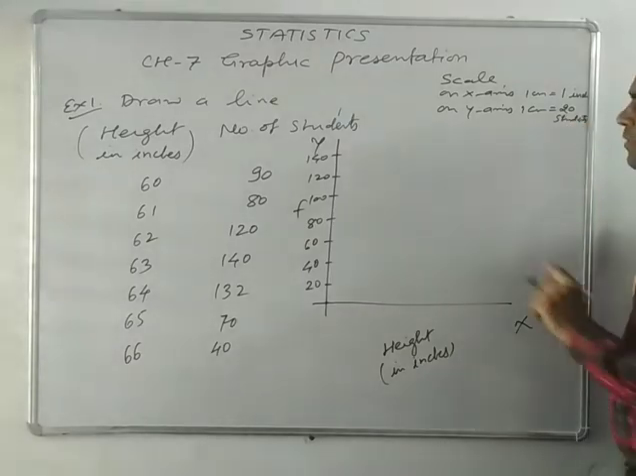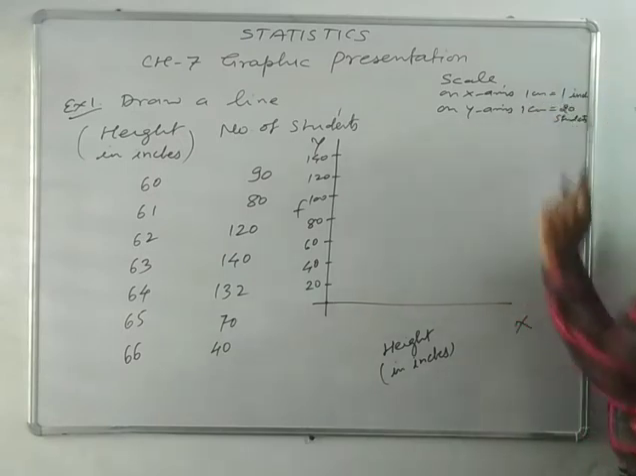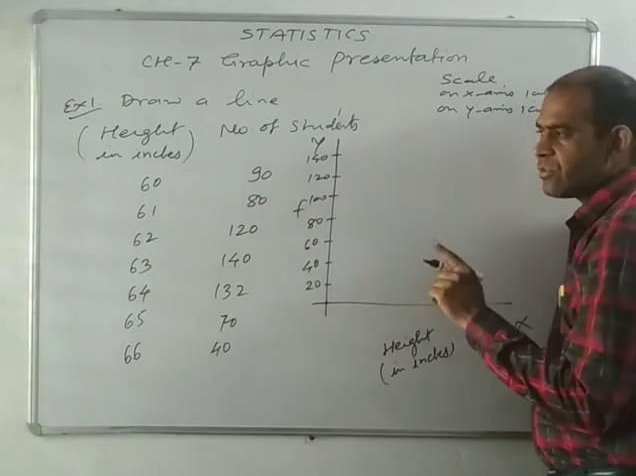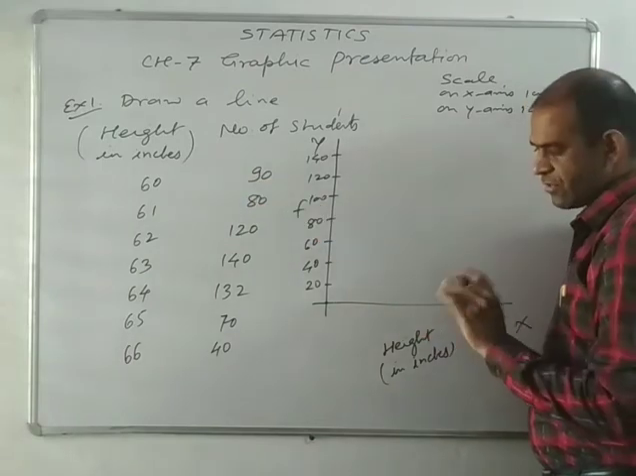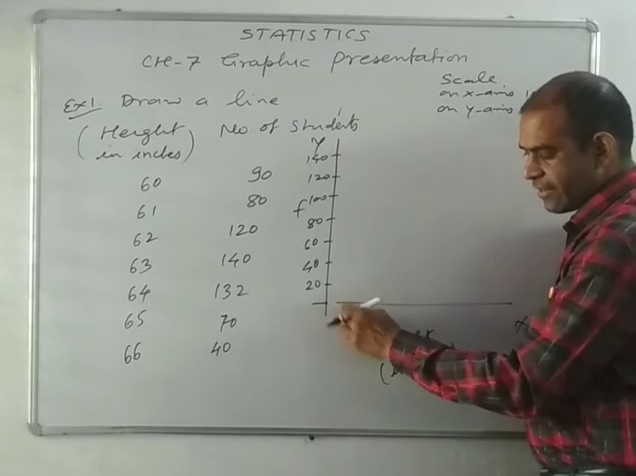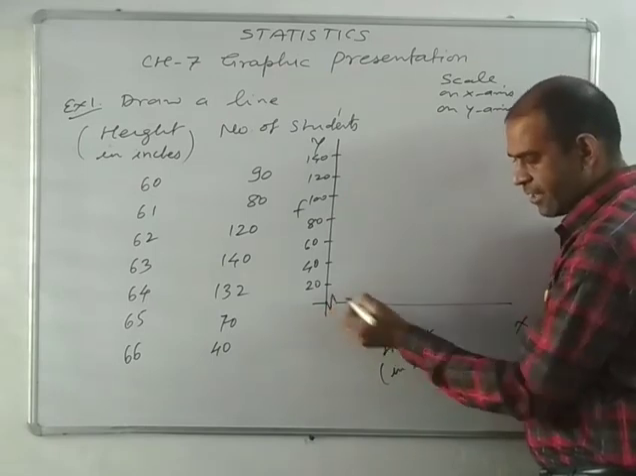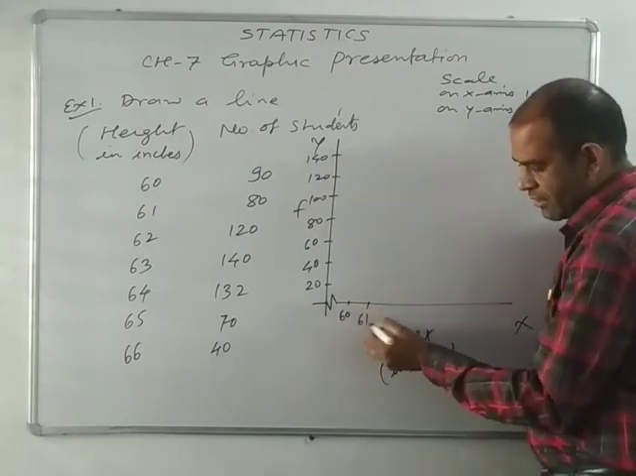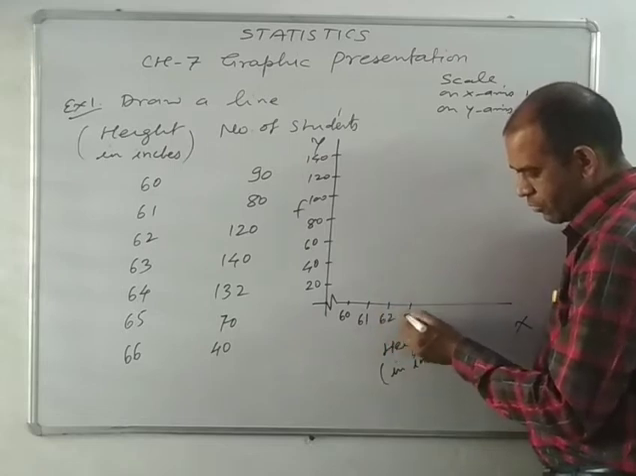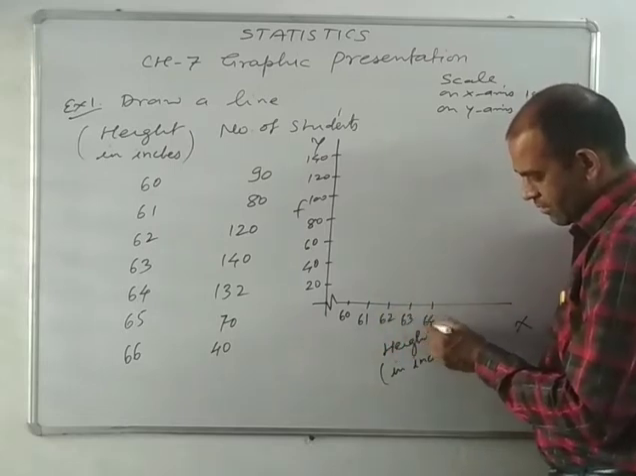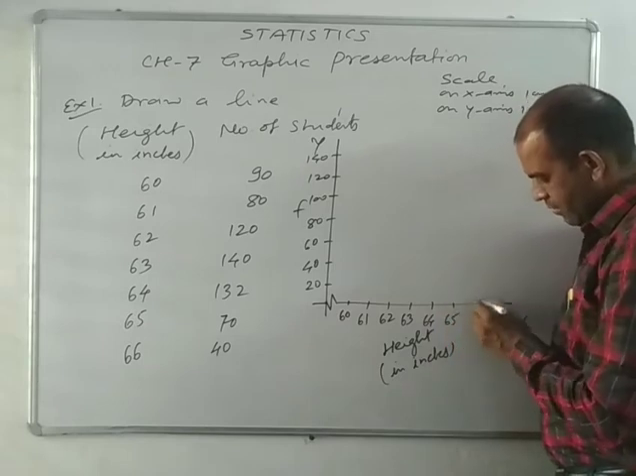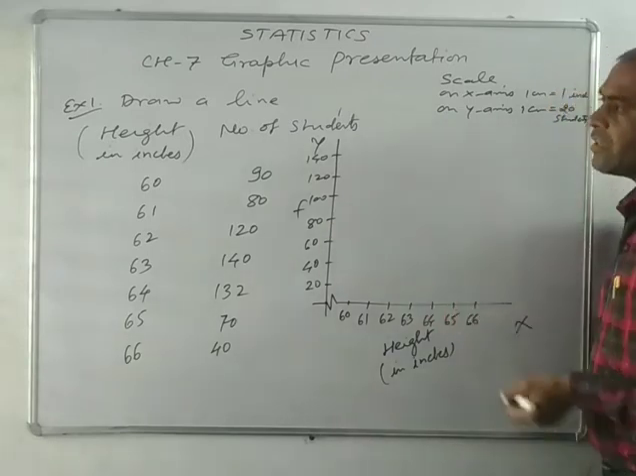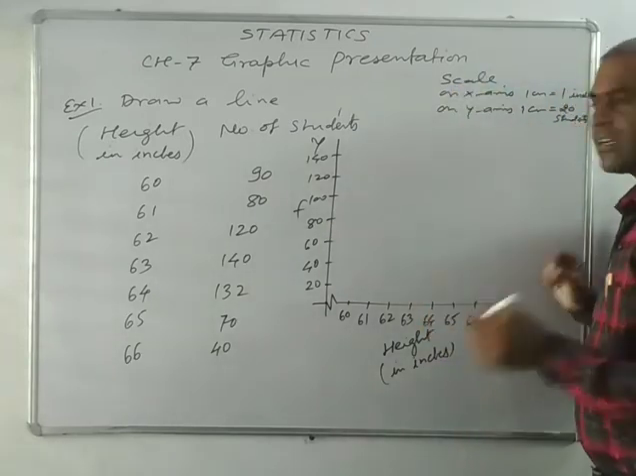So first on x-axis 1 centimeter equal to 1 inch. Here the inches start from 60, so there is no need for the values before the 60. So we are using a kink line. Use a zigzag line, this kink line, and start from 60: 60, 61, 62, 63, 64, 65 and 66, and make a line graph. In a line graph, a straight line will be drawn.